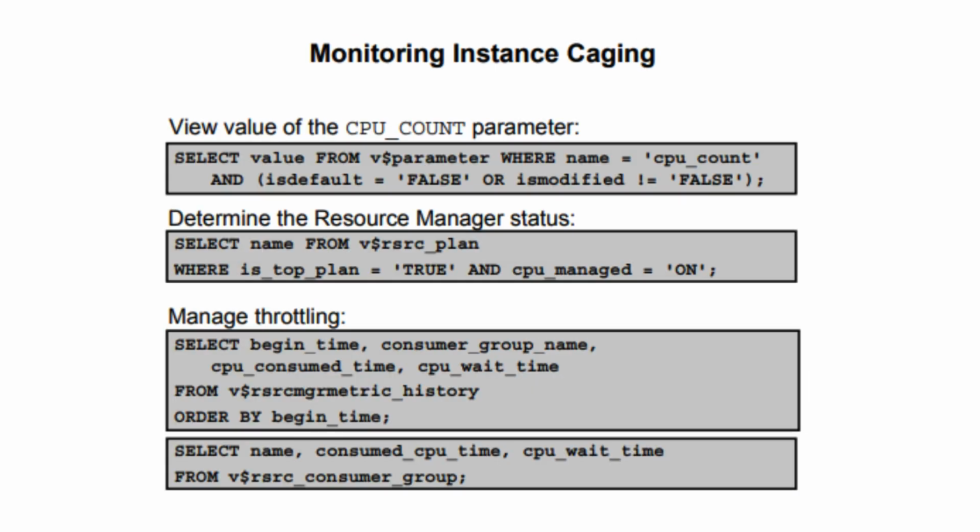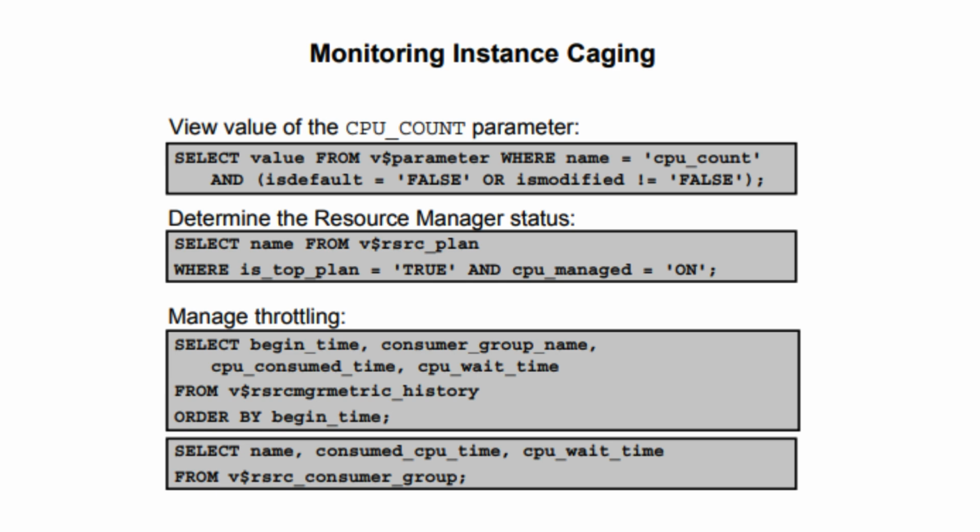If the CPU_count parameter is not set, no value is returned by the first query. If no rows are returned by the second query in the slide, the resource manager is not managing the CPU. If a row is returned, it indicates the active plan. Instance caging limits the CPU consumption of the foreground processes by throttling them. A foreground process is throttled when it is waiting on the resmgr:cpu quantum wait event.